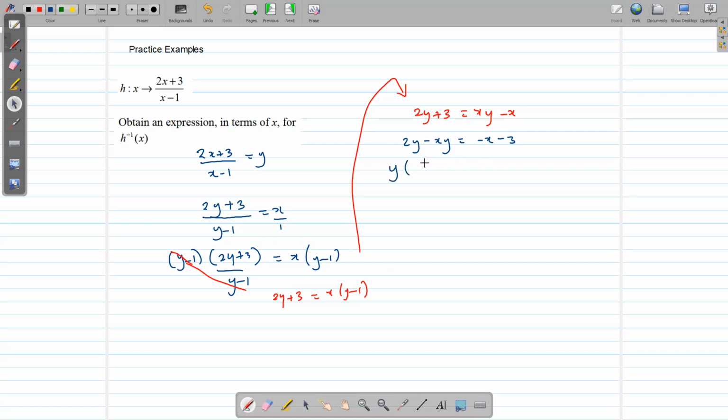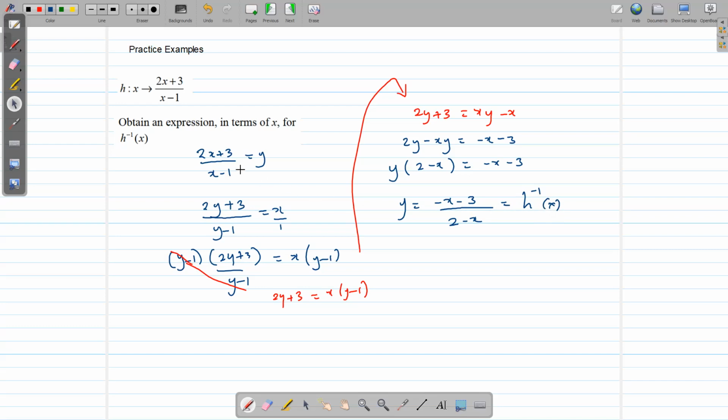So we end up with 2 minus x is equal to minus x minus 3. And having done this, the last step here is to divide by our bracket. So we have y is equal to minus x minus 3 over 2 minus x. And this here is our inverse, h inverse of x.